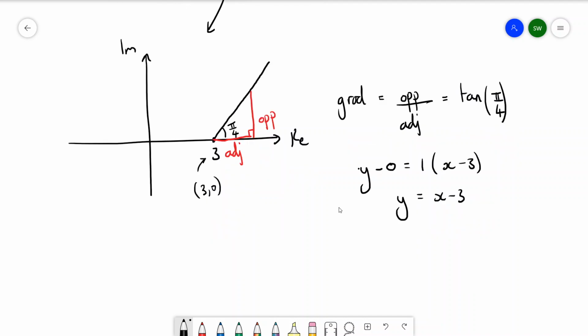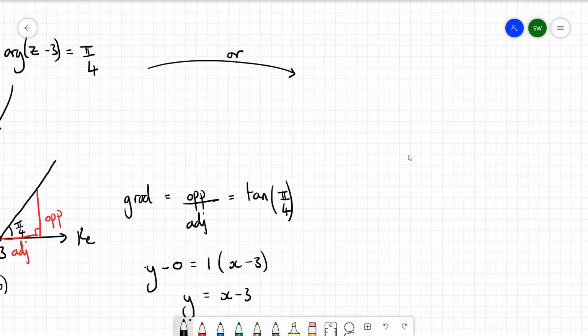Now, if I write the Cartesian equation of this line, I've got to be careful because I know that the line only moves to the right. So I need to give the condition that this is only true when x is greater than 3. We don't want this dotted part of the line to the left of 3.